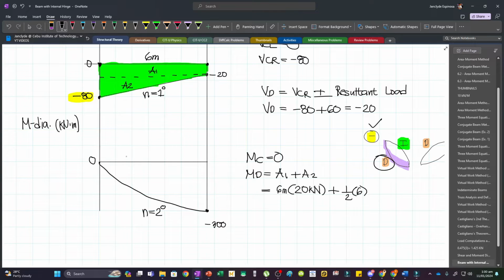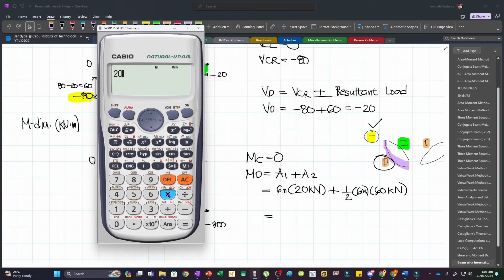Now, be careful of this one. The height of the triangle is not 80. Because itong 80, it's this whole distance. And so, diba, ito lang yung height ng triangle natin. This one. And so, that will be 80 minus 20. And so, this will give us 60. And so, the height of our triangle is actually 60. So, times 60. Now, this is meters, and this is kN. And so, that's why we have kNm. Now, adding the two, we have 20 times 6 and then plus 0.5 times 6 times 60, we have 300.